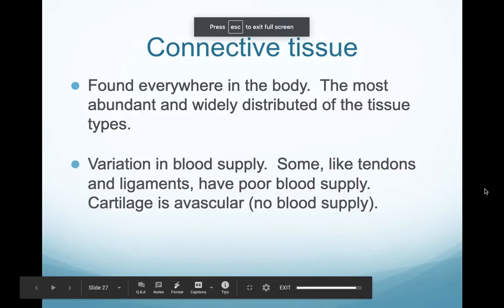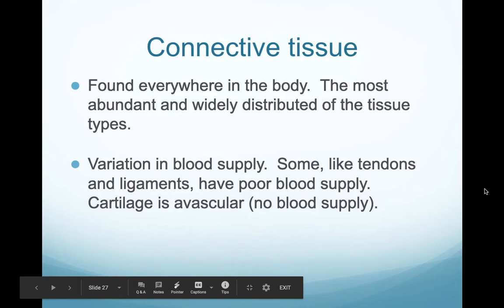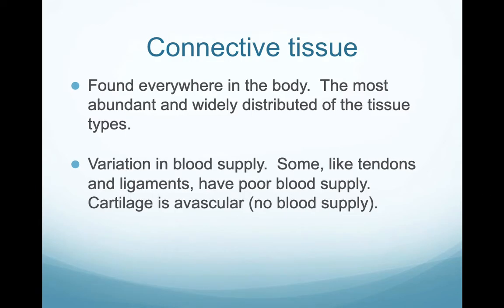All right, time for part 2, which is your connective tissue. Even though we said epithelial is like all of your skin and all those things, connective tissue is your most abundant tissue. Make sure you know that. This is found everywhere in the body and all through different types of organs.